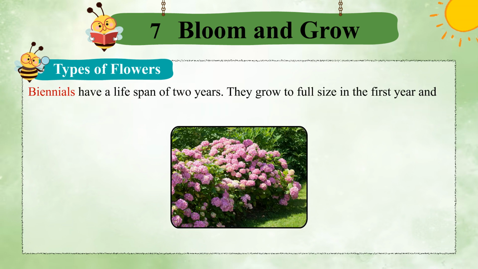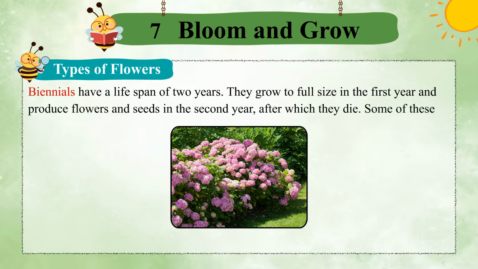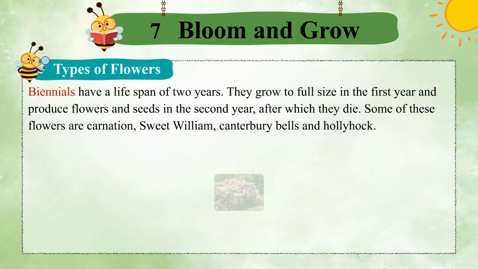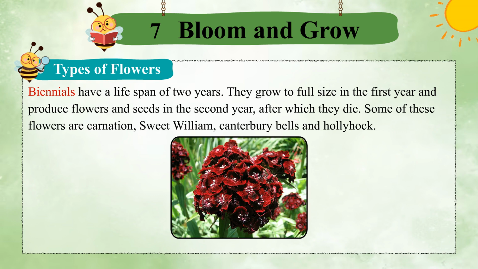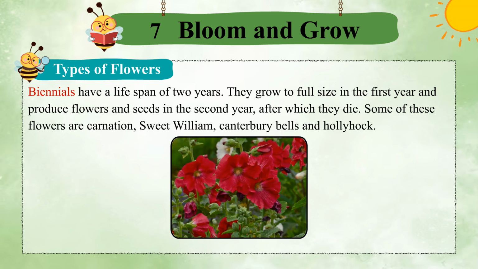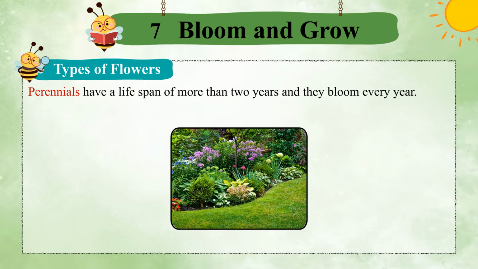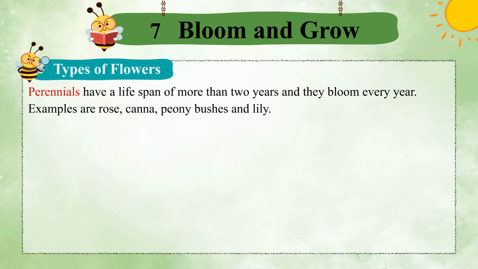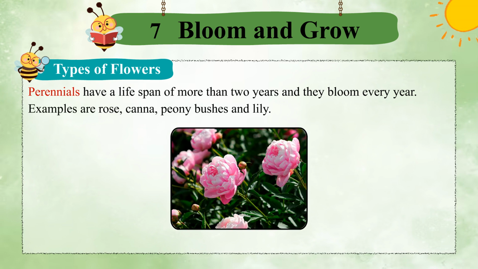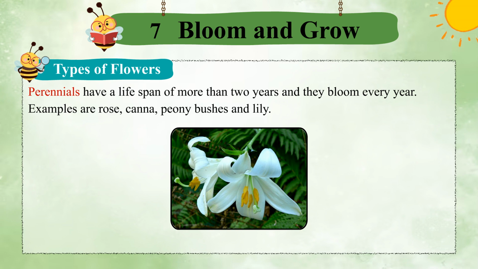Biennials have a lifespan of 2 years. They grow to full size in the first year and produce flowers and seeds in the second year, after which they die. Some of these flowers are carnation, sweet william, Canterbury bells, and hollyhock. Perennials have a lifespan of more than 2 years, and they bloom every year. Examples are rose, canna, peony bushes, and lily.